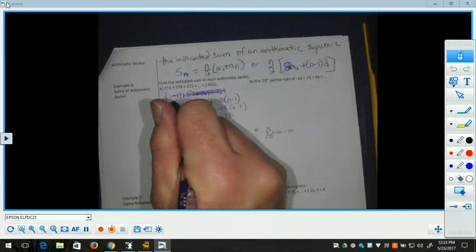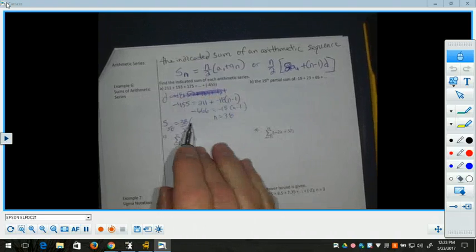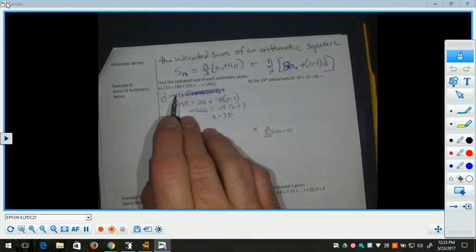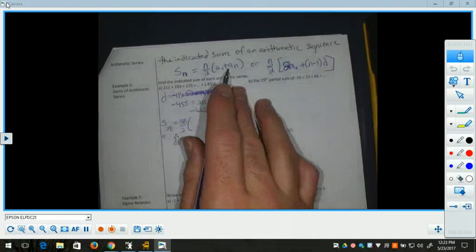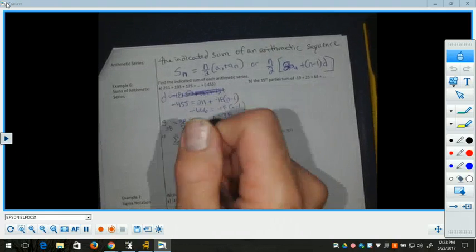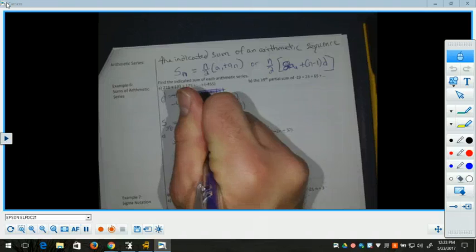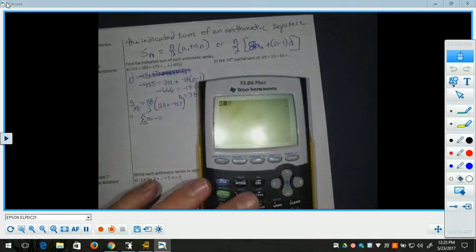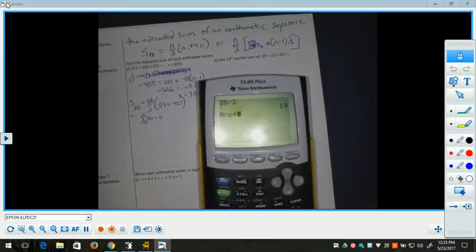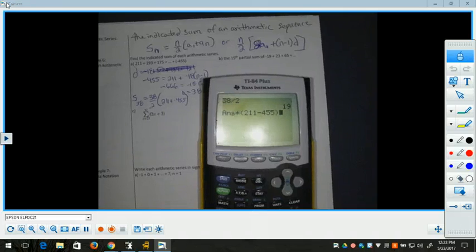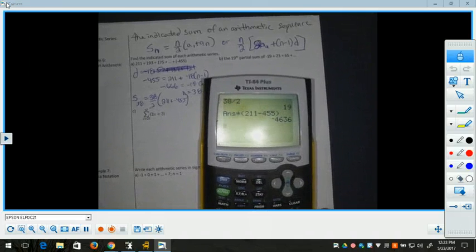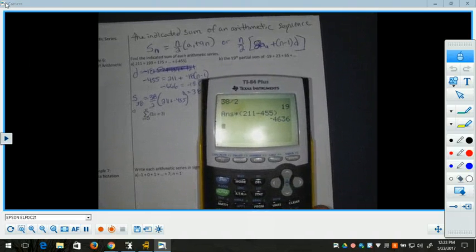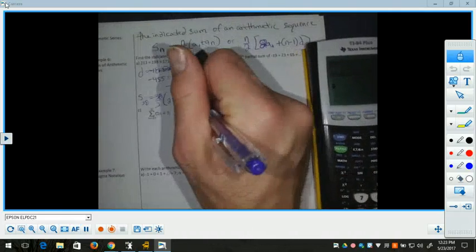Then I need to do 38 over 2 times the first term plus the last term. So 211 plus negative 455. In my calculator, I do 38 over 2 times 211 minus 455, or plus negative 455, and I get negative 4,636.